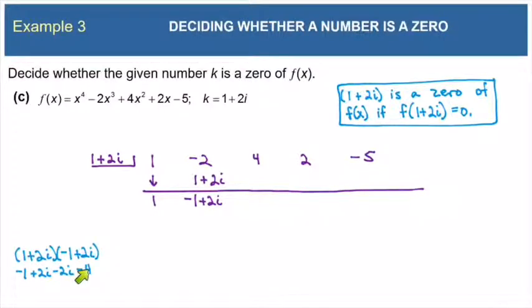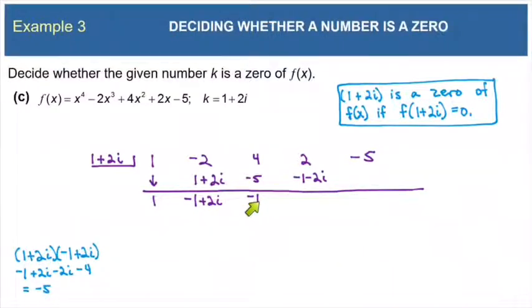Now we can combine like terms. So negative 1 and negative 4 together make negative 5. And then positive 2i and negative 2i add up to 0. So we ended up with a real number, and that will go here. So negative 5. Now we add. 4 plus negative 5 is negative 1. Now multiply. 1 plus 2i times negative 1 is going to be negative 1 minus 2i.